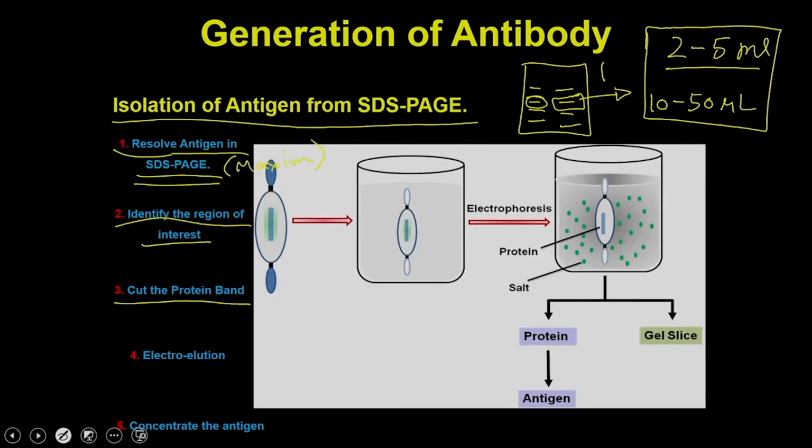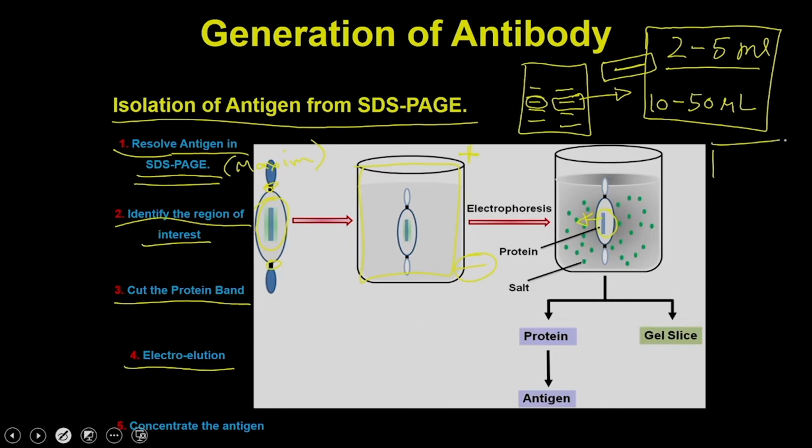Once you have the protein band present in the gel slice, you can do the electroelution. In the electroelution, you take this gel block, put it into a dialysis bag, and then put it into a beaker, and in the beaker you perform the electrophoresis. You put the positive and negative electrodes across this beaker. Because you are doing electrophoresis, the protein band is going to start migrating from the gel block.